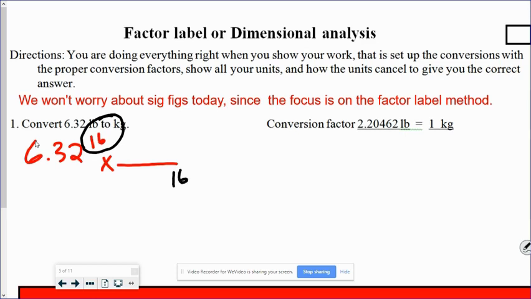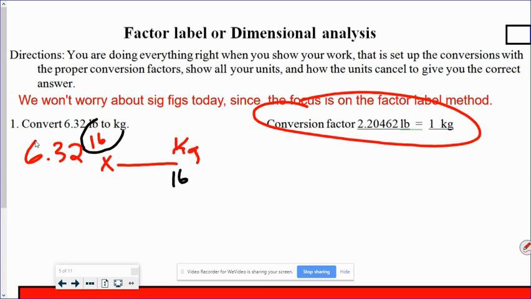Okay. In this first problem, I am looking to go to kilograms. And I do have some information, a conversion factor over here about kilograms. So I can go to kilograms right like that. Now I simply just have to plug the number in with the proper label. So this is the number that goes with the pound. So I go 2.20462 with the pound, and I put a 1 with a kilogram.